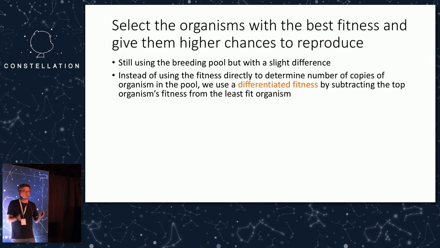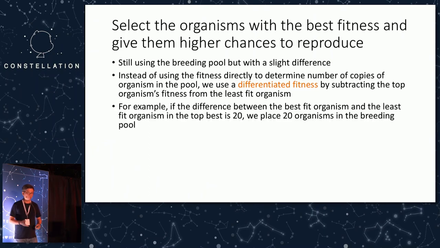So what do we use? What I call a differentiated fitness. I subtract the largest, the best fit, from the worst fit, so you get a number, right? So the first X number of them will have a much smaller number, but you can still differentiate between them, okay? For example, if the difference between the best fit and the least fit is 20, we place 20 organisms in the breeding pool. That's all.